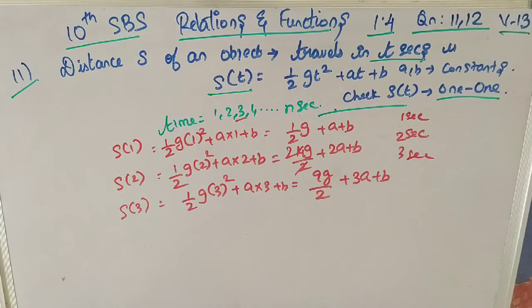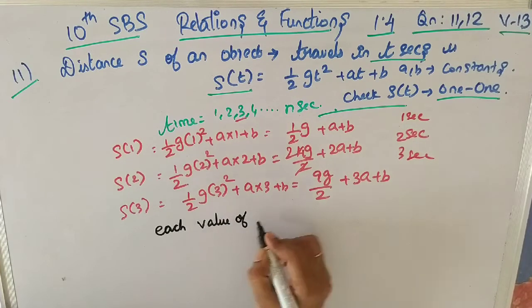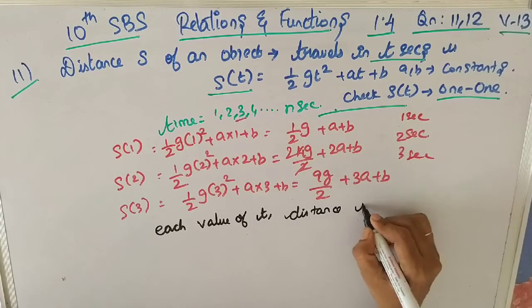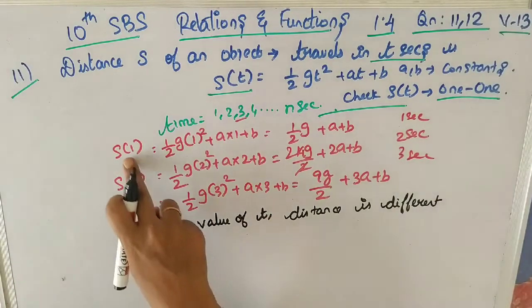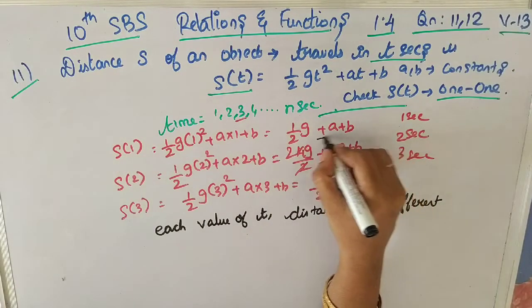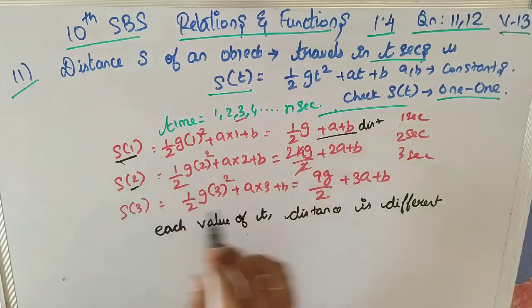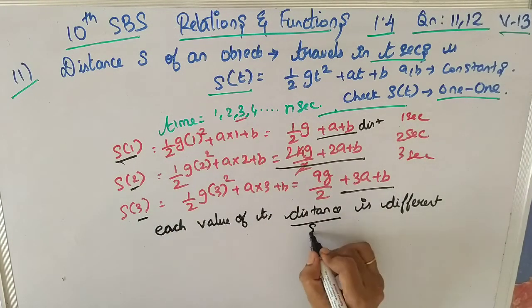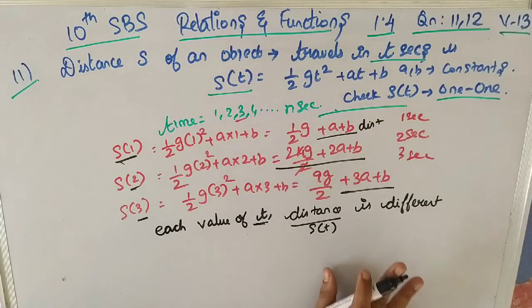Clear? For each second you can find that the distance is different. For 1 second the distance S of 1 is different from S of 2. S of 2 is different from S of 3. For each value of t, the distance travelled is different. Can you understand what I am saying? When time is 3 seconds, the S of 3 is different from S of 2 and S of 1. So, for each value of t, S of t is different.